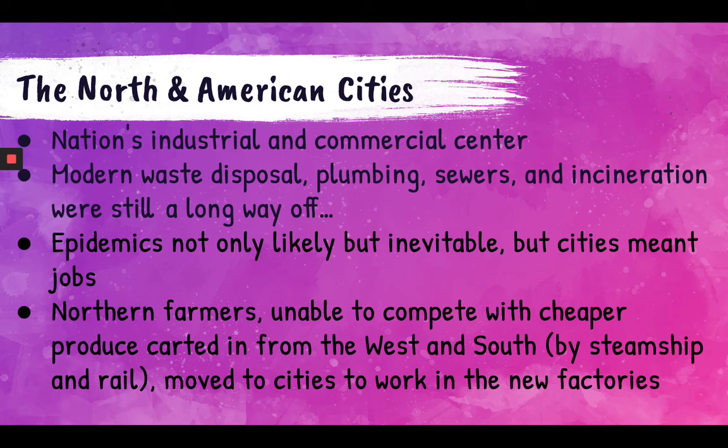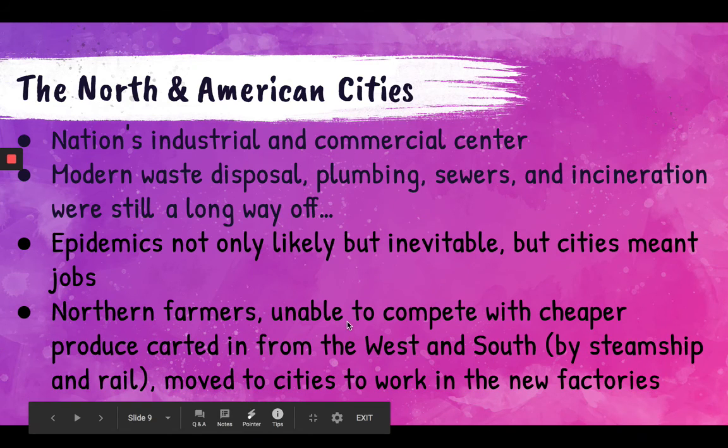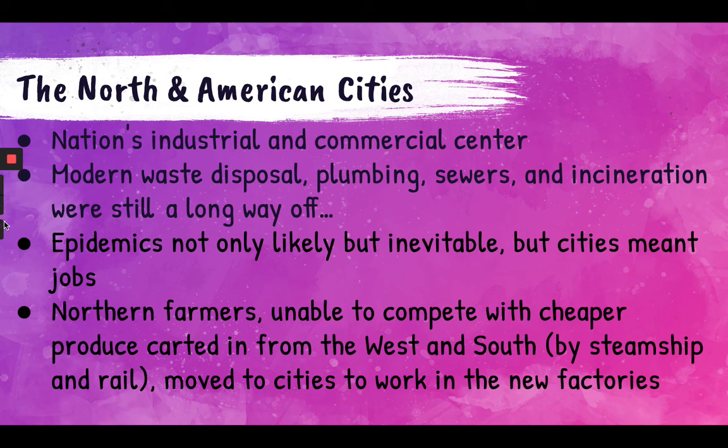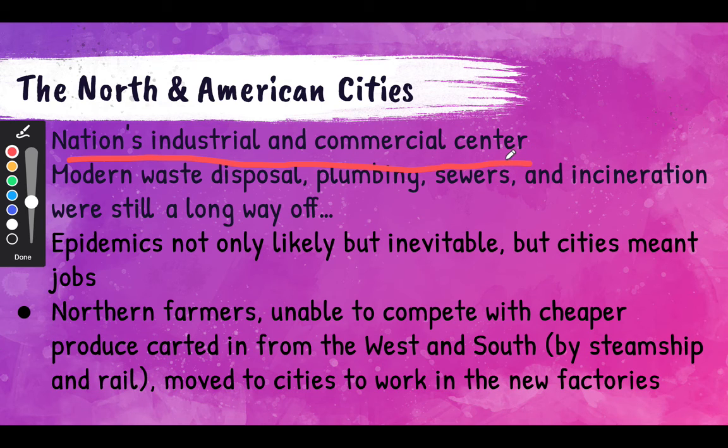So we're going to walk through each region, north, south, and west, just a little bit. The north, during the colonial era and even kind of today, has always been the nation's industrial and commercial center. They were much more modern in terms of living situations. They had waste disposal, there were sewers, there were streets and stop signs, and everything was just more modern all around. Epidemics were not only likely but inevitable because of the close compactness of the cities.